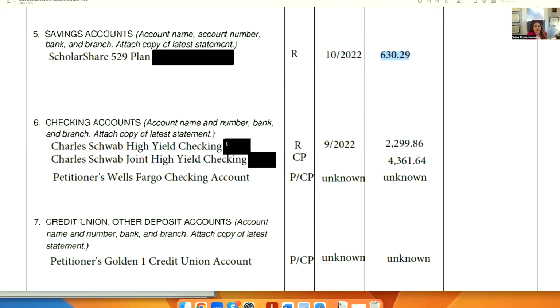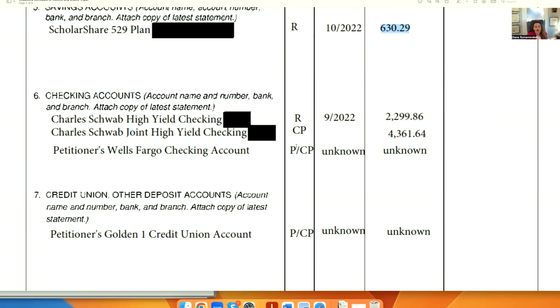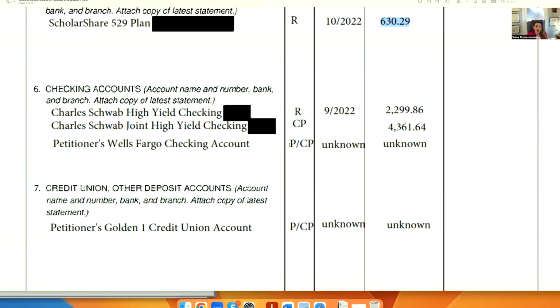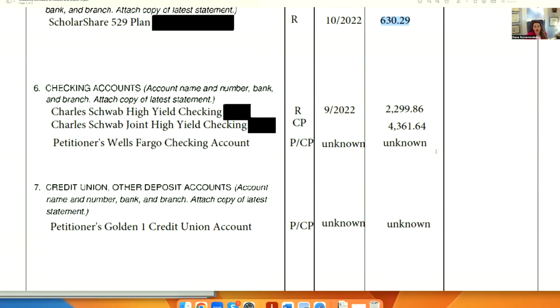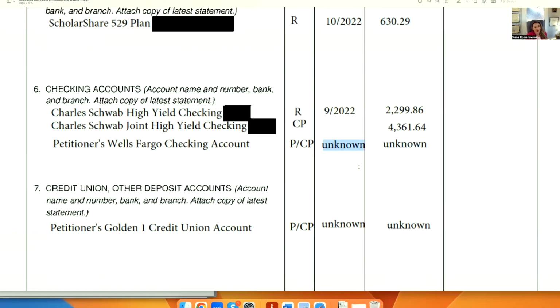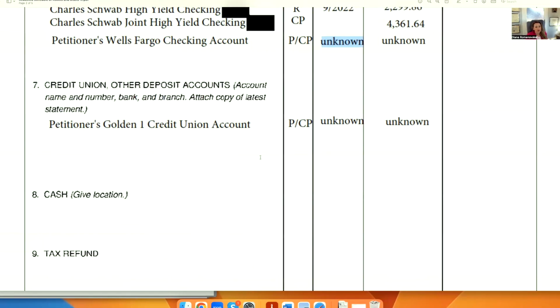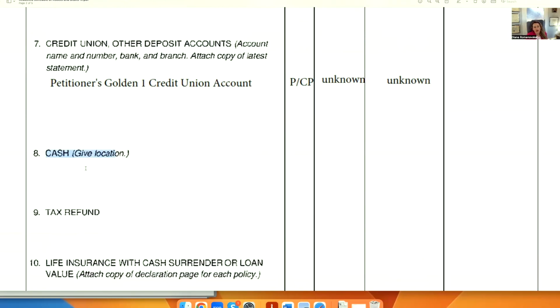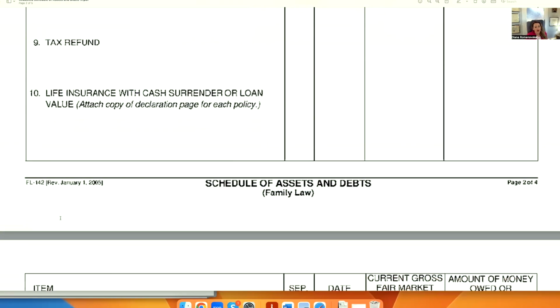Same for checking account. Again, unknown if it's in another person's possession. Why would we disclose the other side's accounts? Just to put them on notice, don't forget to put how much is in your account because I know you have it. That's all. Then credit union, cash. Cash we put sometimes Chase, safe deposit box, X, tax refund, life insurance.